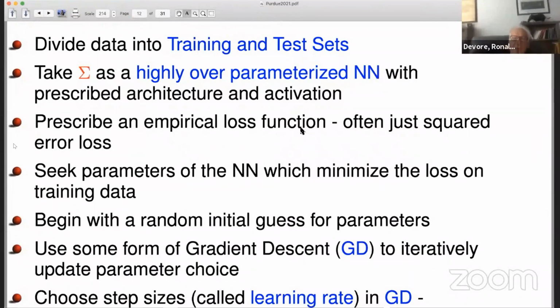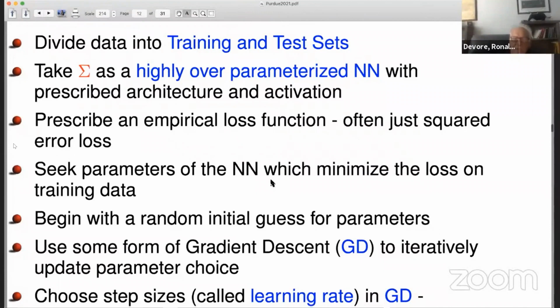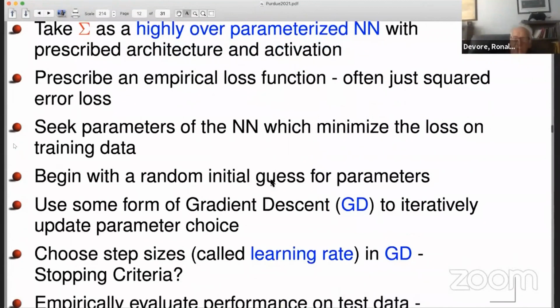It then prescribes a loss, could be the square loss that I mentioned before, or it may have a square loss with a penalty. Typically, there is no penalty. And it goes and tries to minimize the empirical loss over this class sigma, right? So that's what the deep learning algorithm is attempting to do.